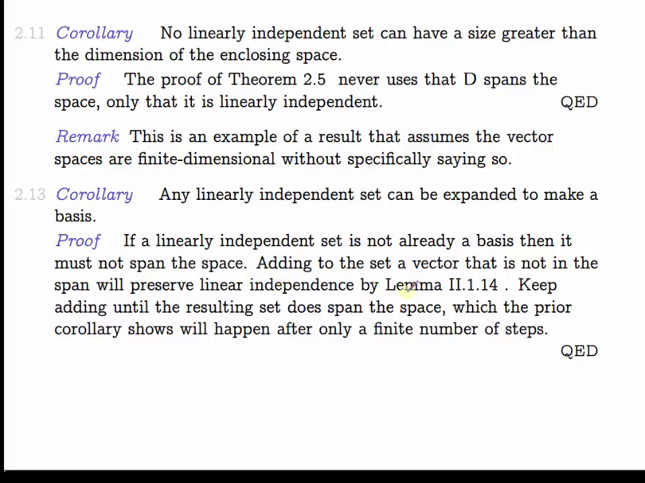Okay, you can go back to this lemma and read that proof. So you can keep adding vector after vector by this process, by finding a vector that's not in the span, until we find a set that does span the space. And the corollary here says that that process must end before the number of linearly independent vectors is equal to the number of vectors in the basis. Okay, so we can just keep adding vectors. There's a limit to the number of vectors we can add. We already know that. So at the end of this process, we must end up with a basis.